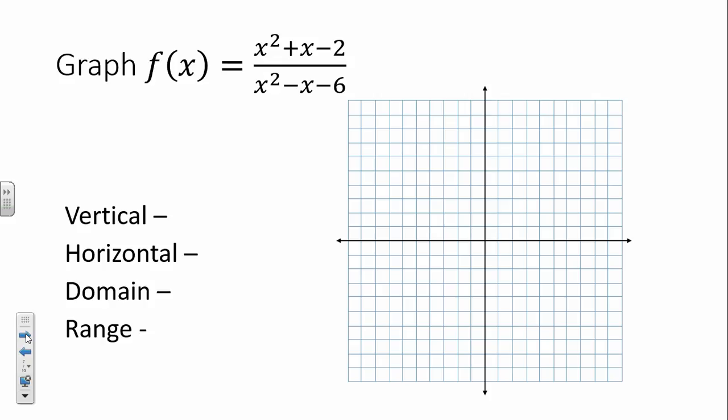Then we'll talk about slants. Okay? This time we have x squared plus x minus 2 over x squared minus x minus 6. And our first step is always to simplify if possible. So I see two quadratics. We know how to factor, right? So ask yourself, what does the numerator factor into? And what does the denominator factor into?